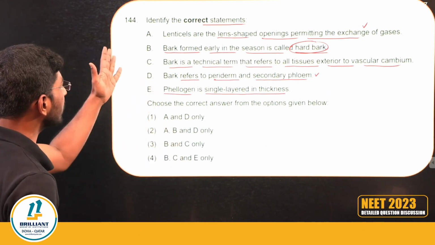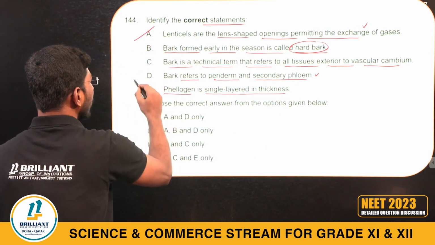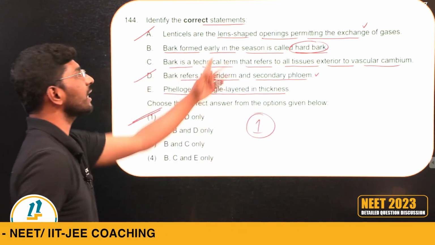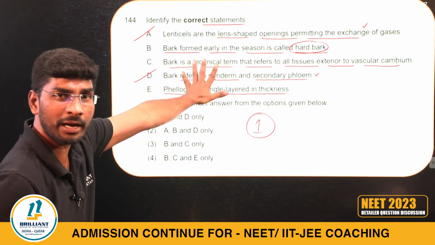So how many statements are correct here? A and also D. So I am going with what? Option 1, A and D are the right statements from Anatomy of Flowering Plants, lenticels.